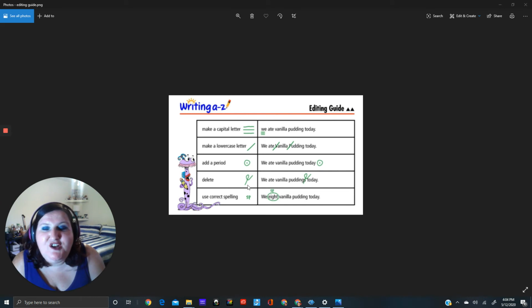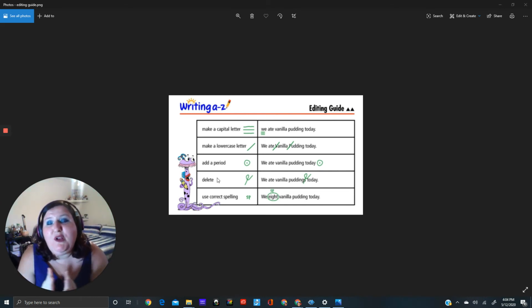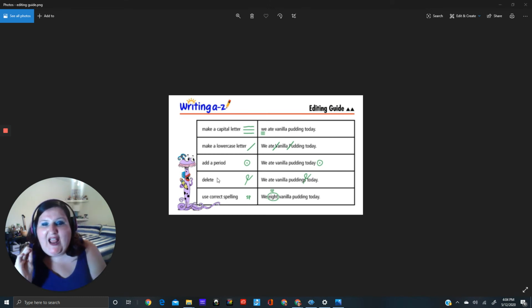The next notation you're going to see is a little line and then a squiggle. That is telling you that you put something in there that does not belong. It could be a word, it could be a letter. In this example, it's a letter. It says, we ate vanilla puddings today. We don't need an S in pudding. We didn't eat more than one pudding. It's one pudding. We ate vanilla pudding today, so take out that S.